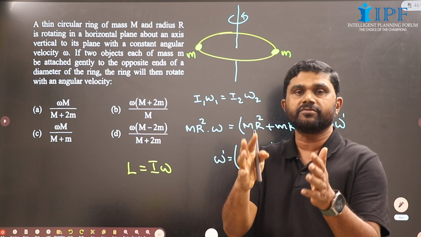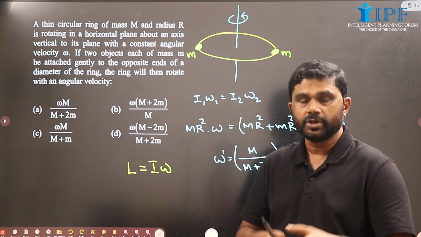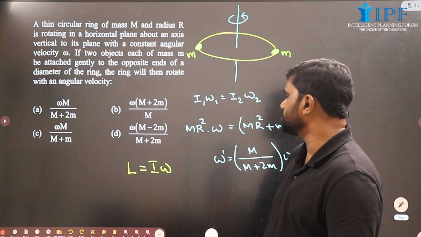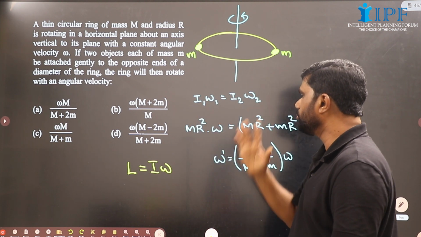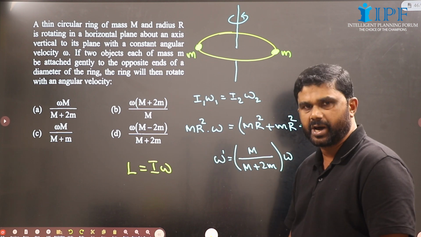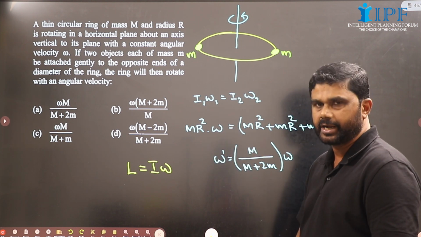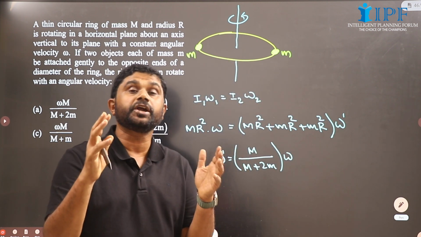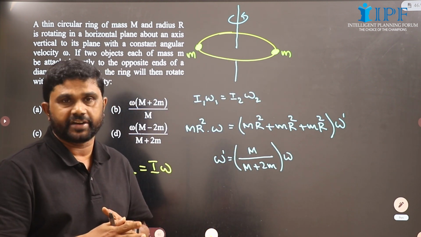So we can write I1 omega 1 equal to I2 omega 2. Initially only the ring is rotating, so its moment of inertia is MR square and angular velocity is omega. Finally there is the ring and also two point objects at the opposite ends of a diameter.